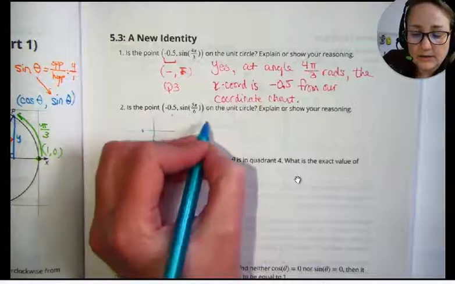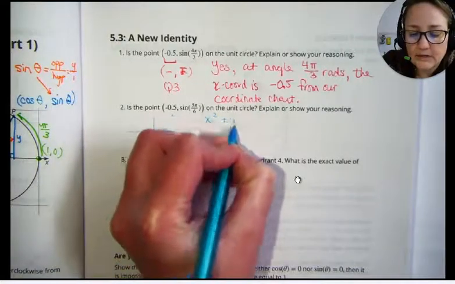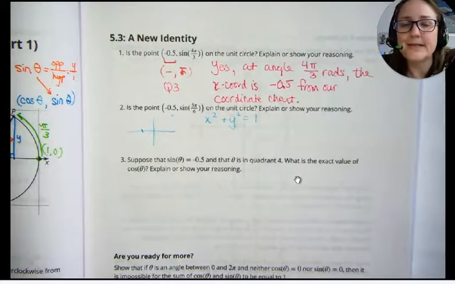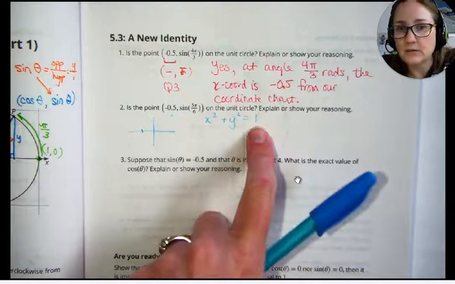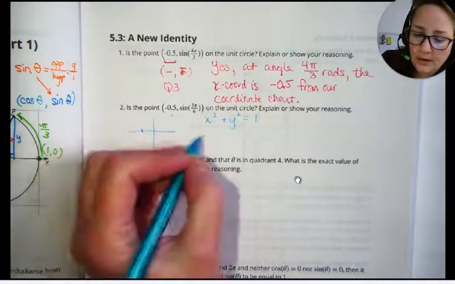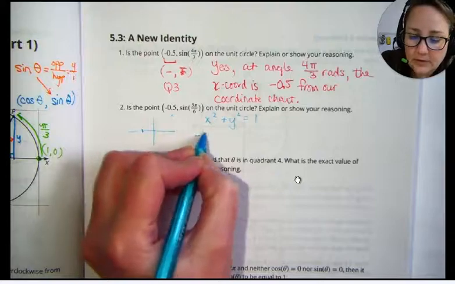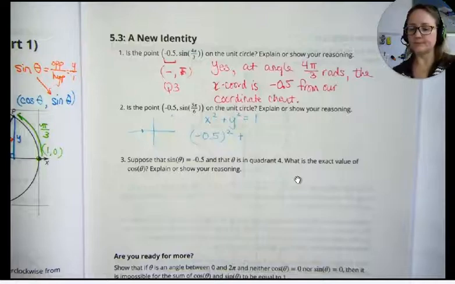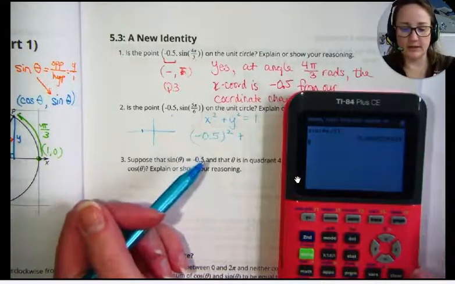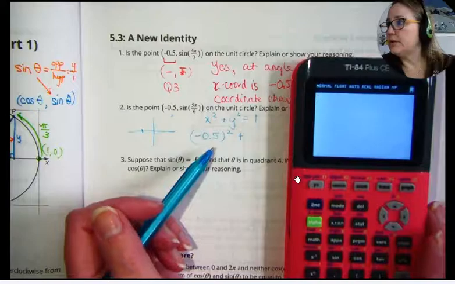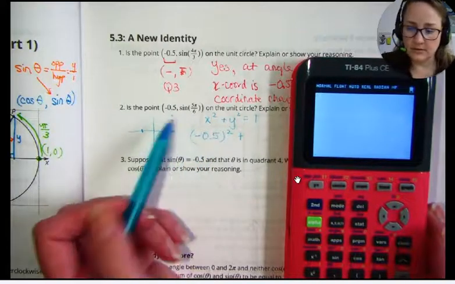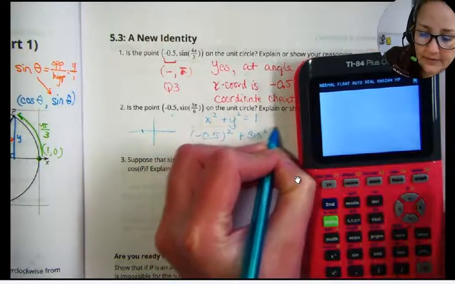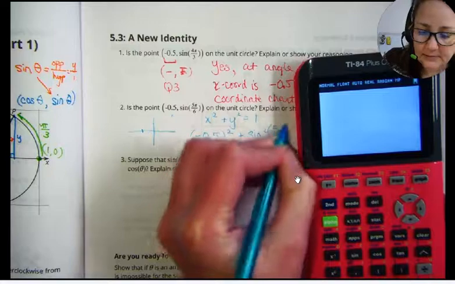We want to know if this is on the unit circle. What that should mean is that our x squared plus y squared should equal 1. If it doesn't equal 1, it's not on the unit circle. So if this equals anything other than 1, it's not going to work. We know that the x is negative 0.5. Now that we have our calculator in radian mode, let's figure out what sine squared of 5 pi over 6 is.